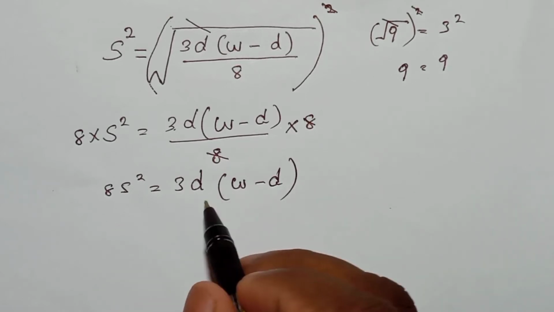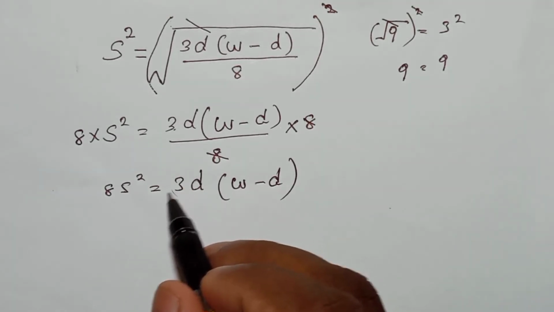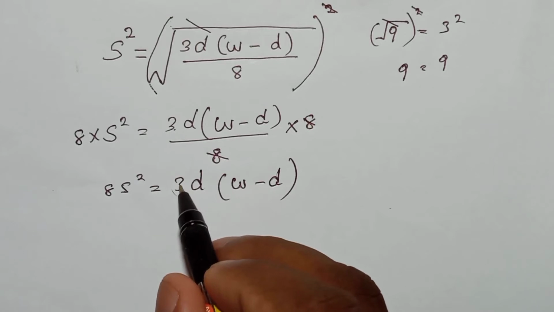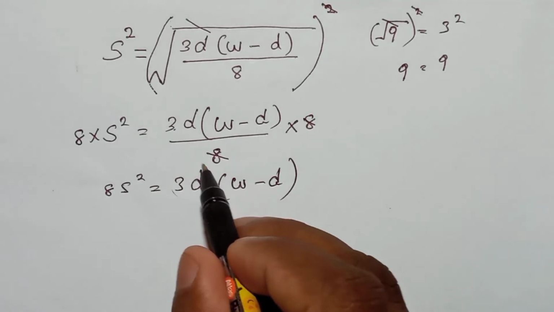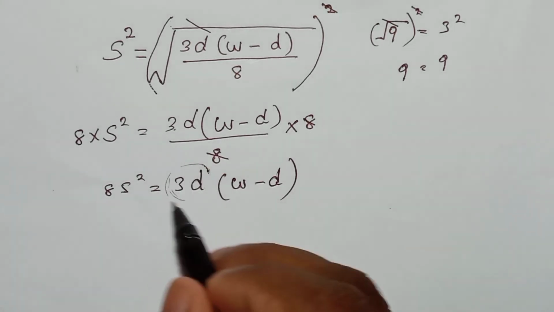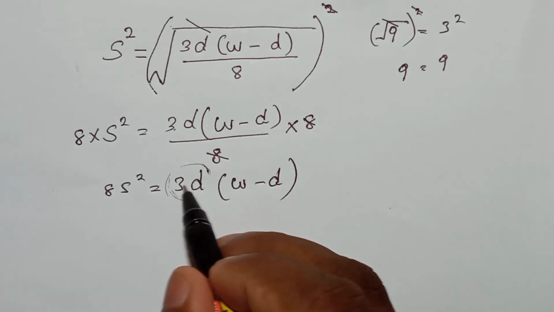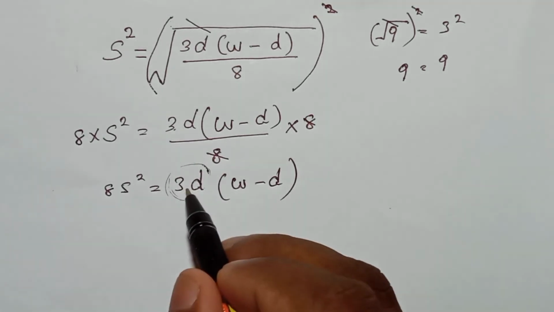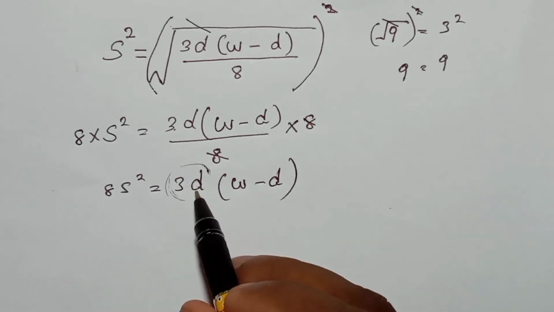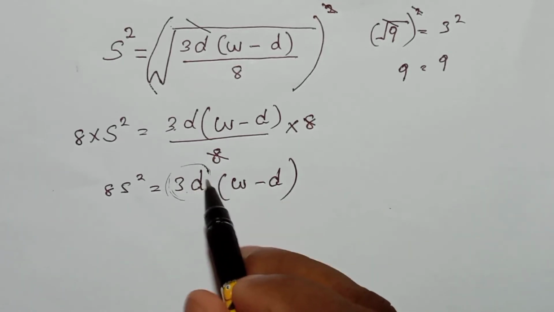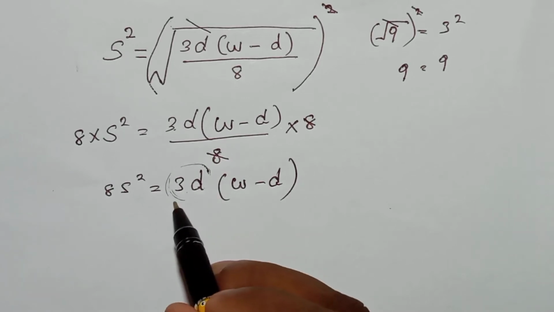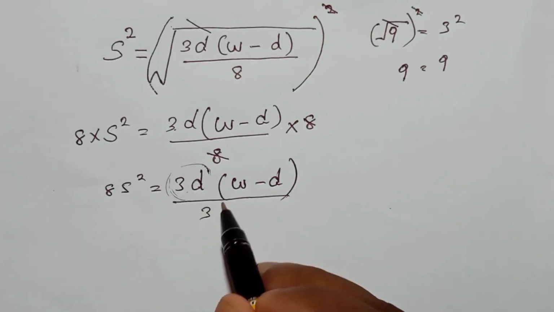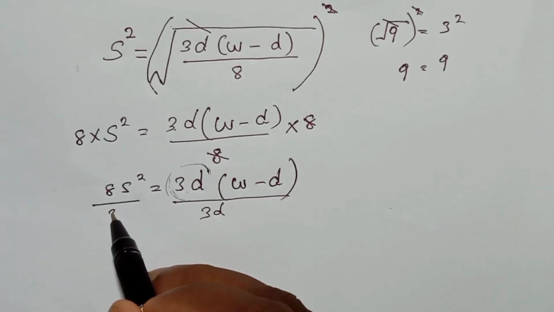Now I need to remove this 3d. Between 3 and d we have multiplication, so we can think of this as one thing. When you have multiplication or division between two terms, we can think of it as one when you apply the rules. So 3d I need to remove, and 3d is connected with multiplication, so I will divide both sides by 3d. Here also divide by 3d.